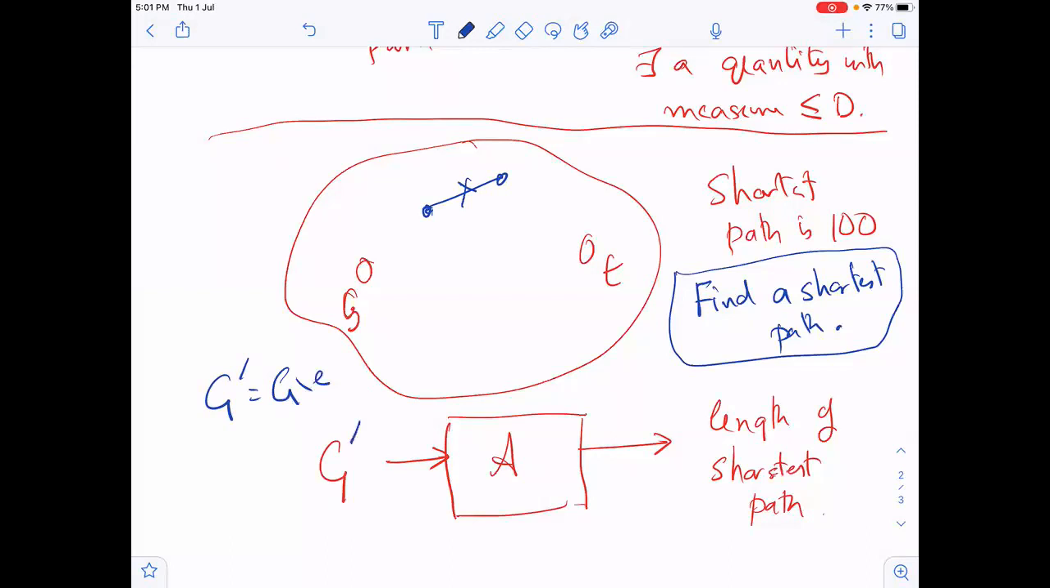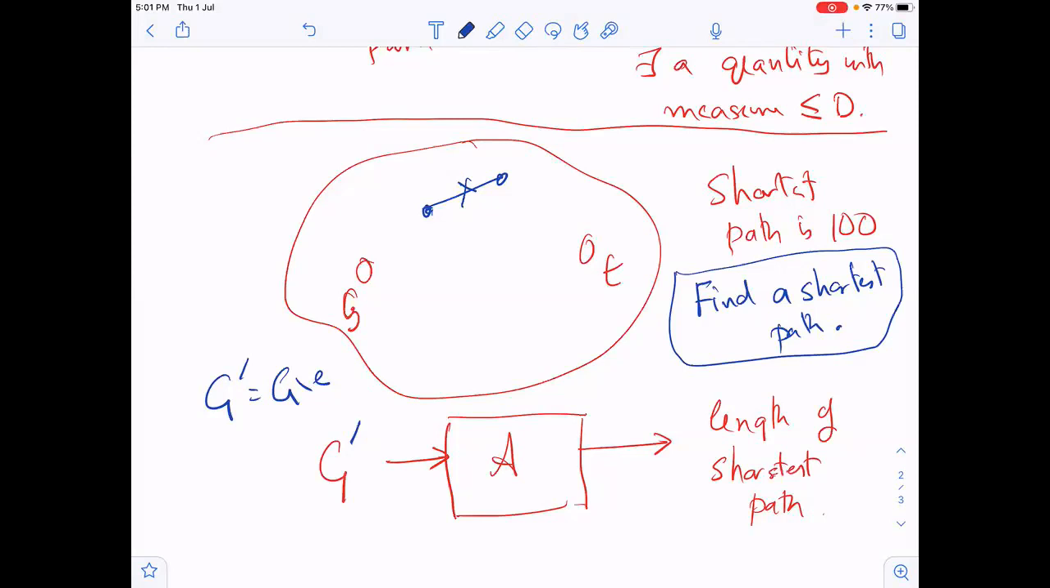Now, what happens if I feed this G prime to A? If this algorithm still says that in this new G prime also, the shortest path is of length 100, what do I know? Means if the output is still yes, that a shortest path of length 100 exists, it means this edge does not belong to my shortest path. Yes, or rather, there exists a shortest path that doesn't use that edge. Okay, so I can as well forget that edge.